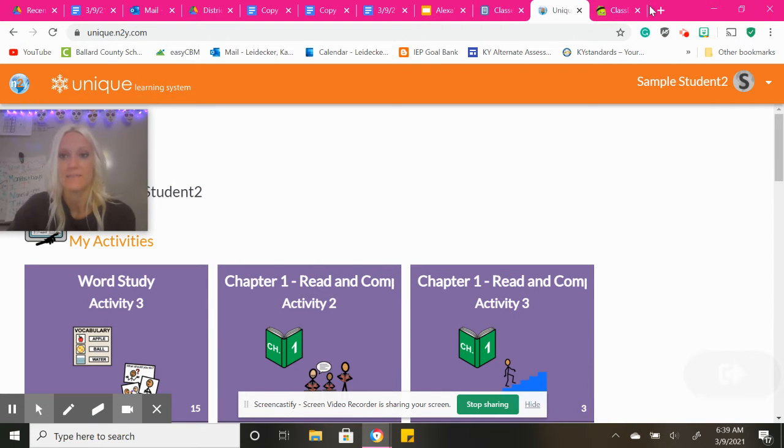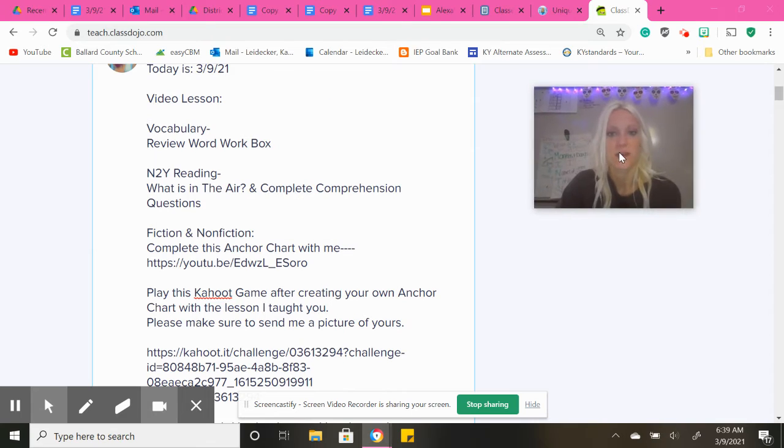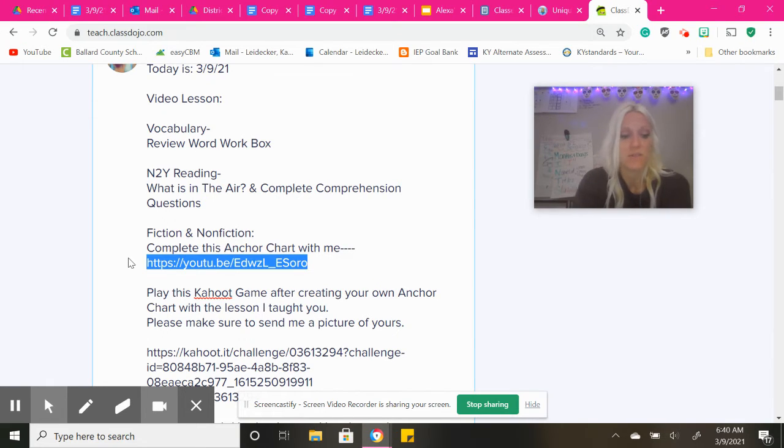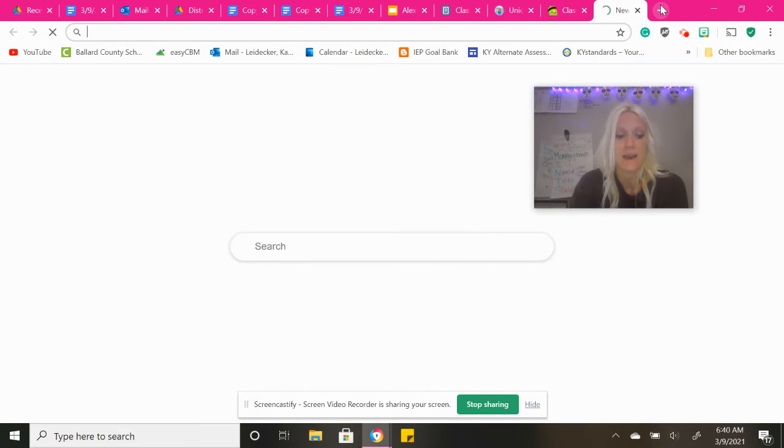So that completes our reading and writing. Okay, so yesterday when you guys were filling out your reading comprehension box over your chapter, I saw that it was asking for fiction or nonfiction. So I created a little anchor chart and I want you to complete it with me. So I just have the link here, so I'm going to copy and paste that.